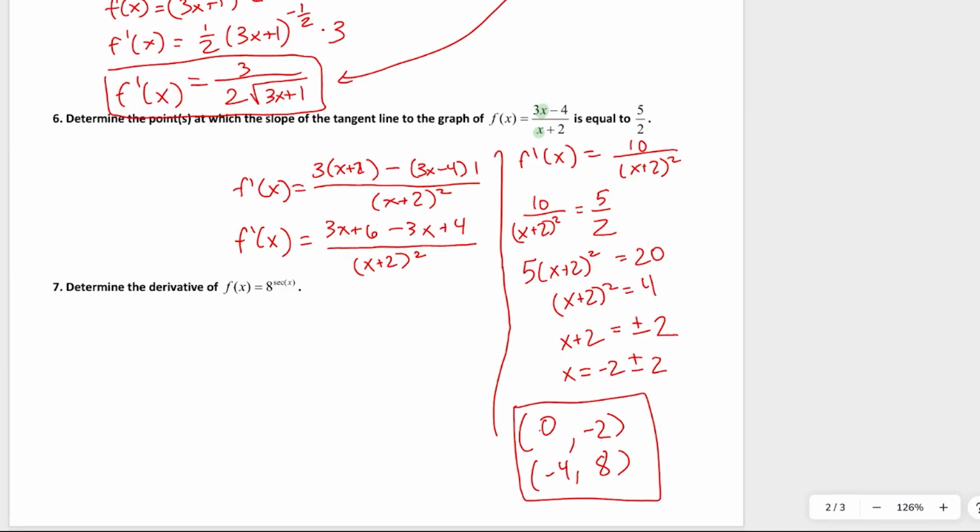Number 7 says determine the derivative, and we're going to have to use our exponent rule here and chain rule. So this is going to be one of our new derivatives where we are differentiating an exponential function, and we get 8 to the secant x times the natural log of 8. Okay, so that's our outside derivative. And our inside derivative, the derivative of secant. Now, it's been a little while since we differentiated secant, but the derivative of secant is secant tangent. So we're going to have secant x times tangent x.